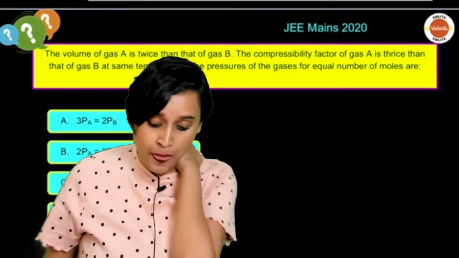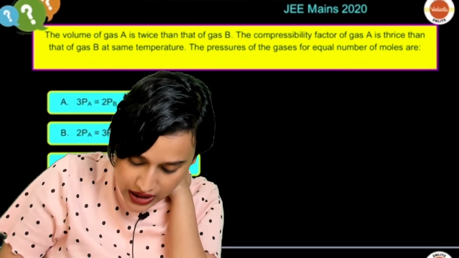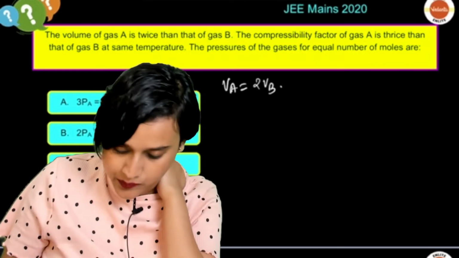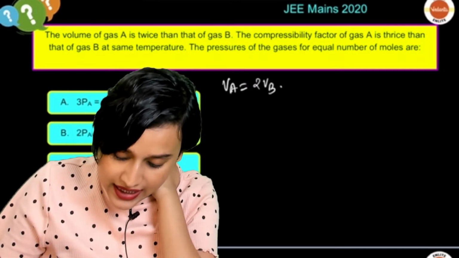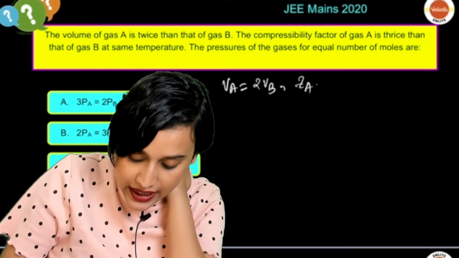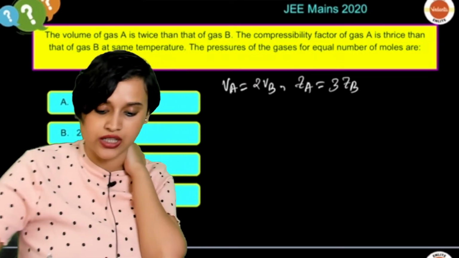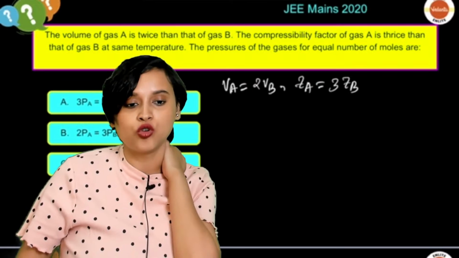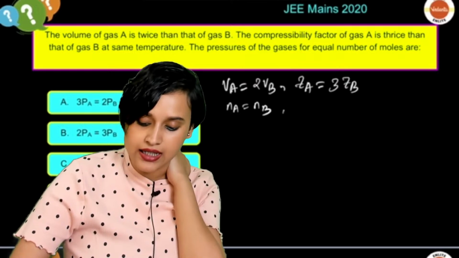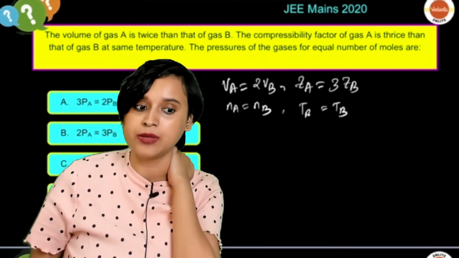Anyway, guys, the volume of gas A is twice that of gas B. That is, VA is twice VB. The compressibility factor of gas A is thrice that of gas B, so ZA is equal to thrice ZB. The pressures of the gases are for equal number of moles, so nA is equal to nB, and at the same temperature, so TA is equal to TB. Makes sense?